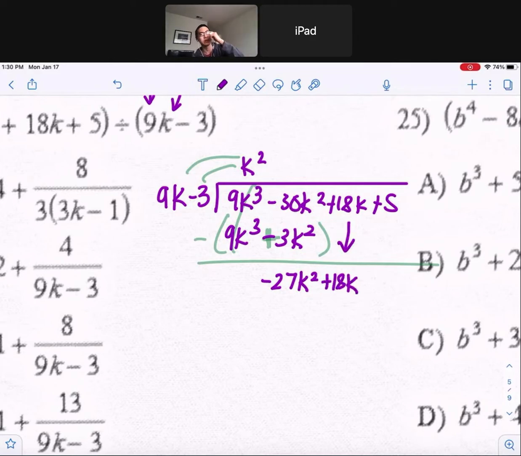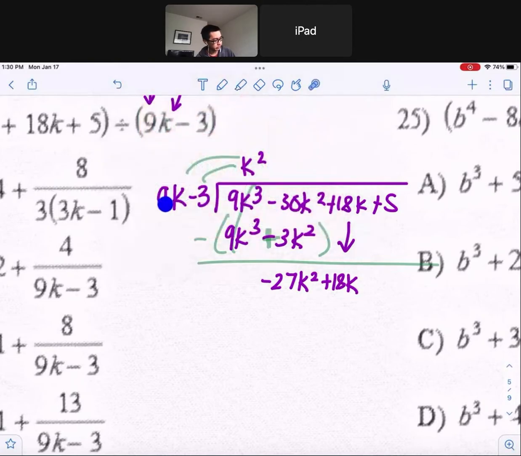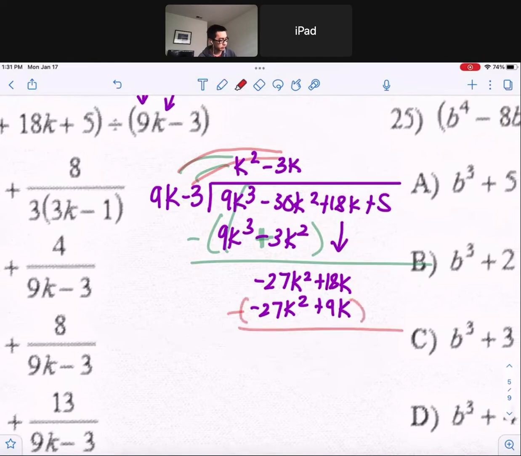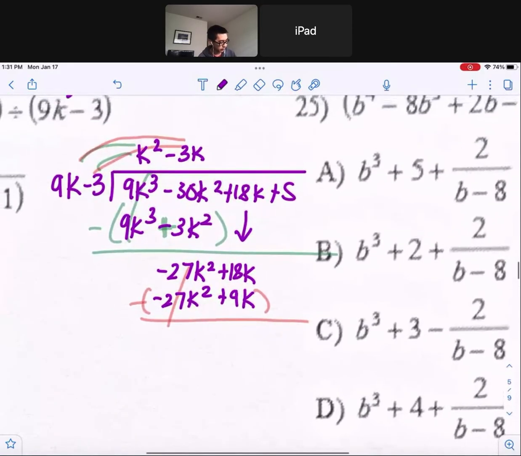Then you repeat the same process all over again. What times 9k is negative 27k squared? That would be negative 3k. Distribute this to both of these. So we get negative 27k squared, and negative 3k times negative 3 is positive 9k. We subtract this. These will cancel. 18 minus 9 is 9k. And then drop the 5.